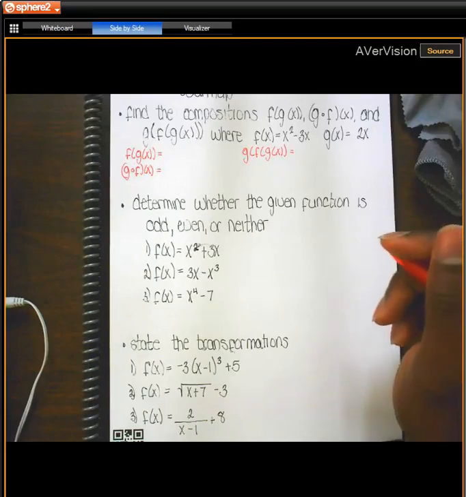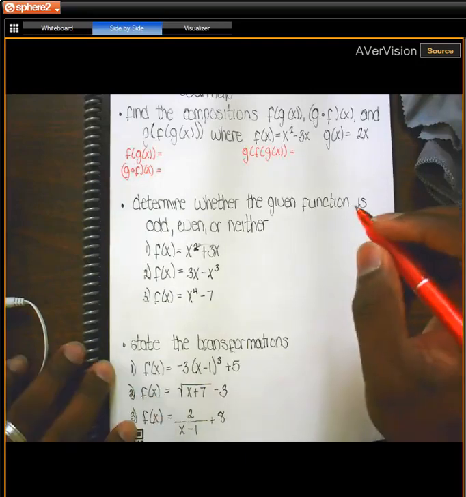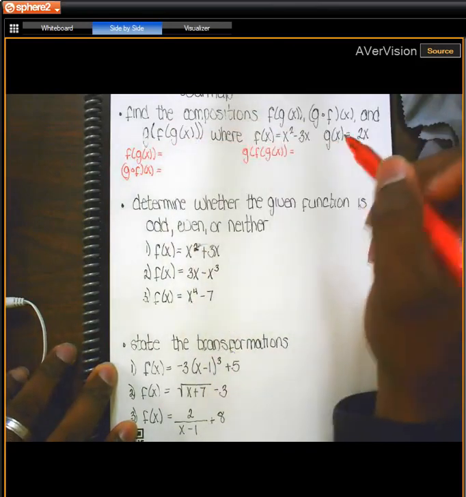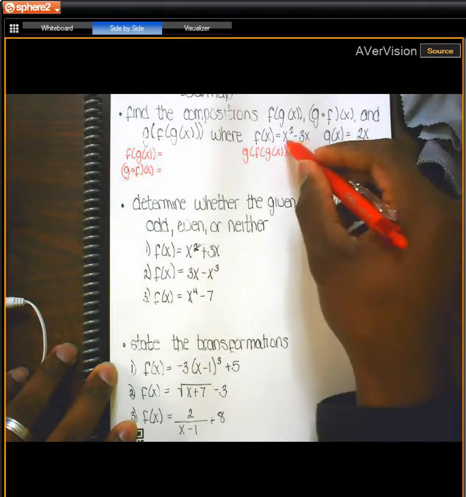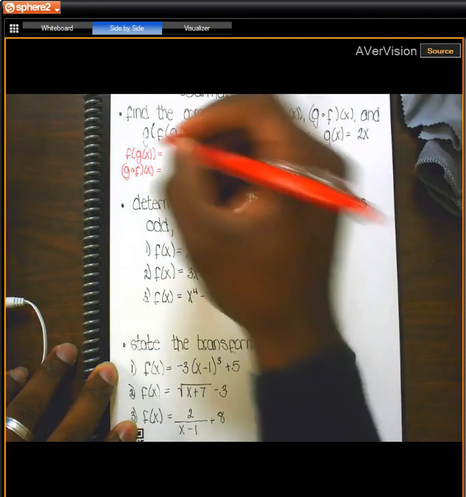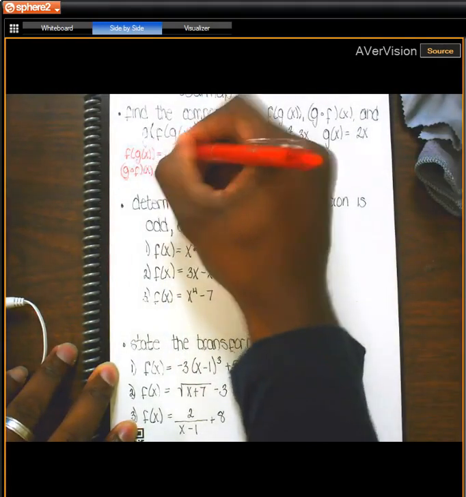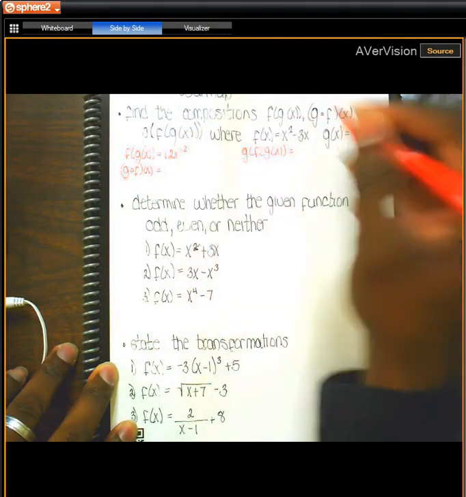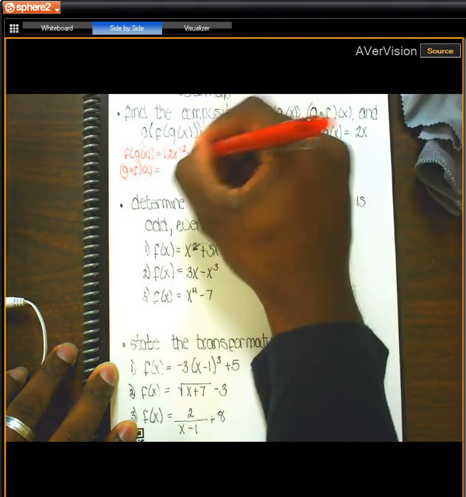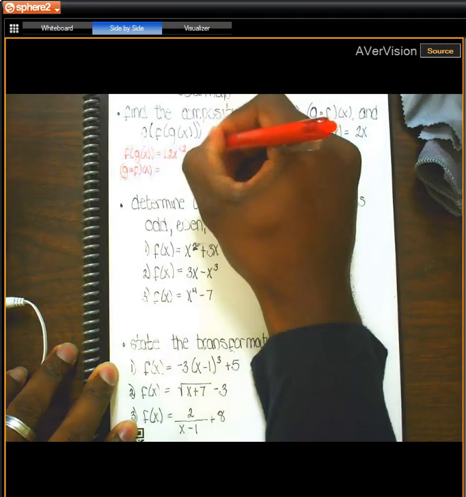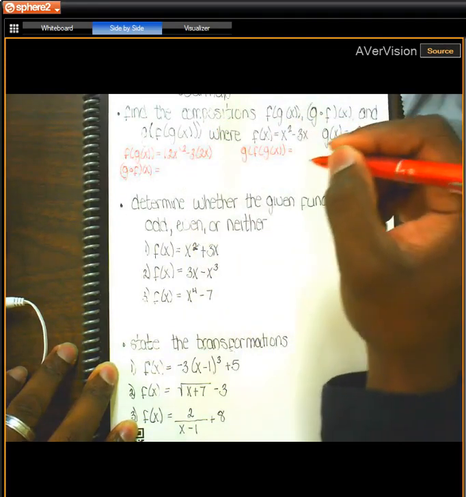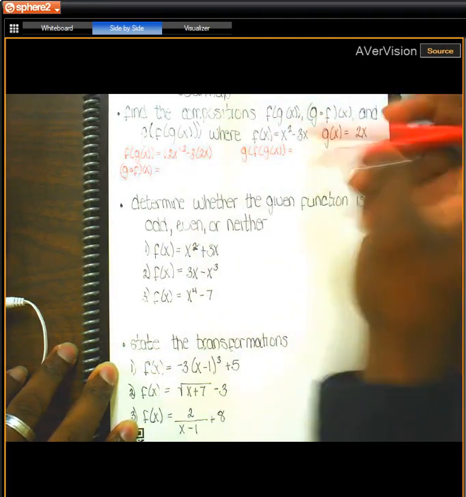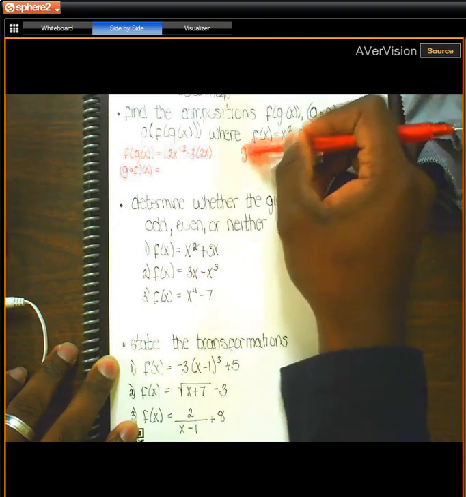Alright, so to find f of g of x, we have to plug in for x wherever we see an x in f of x, right? So what does that equal?